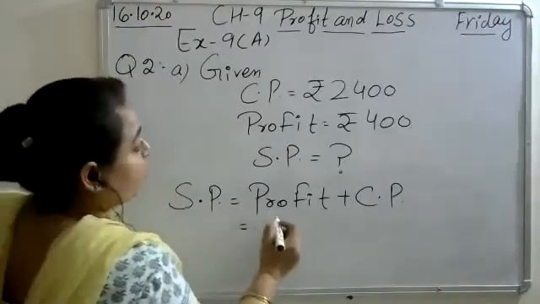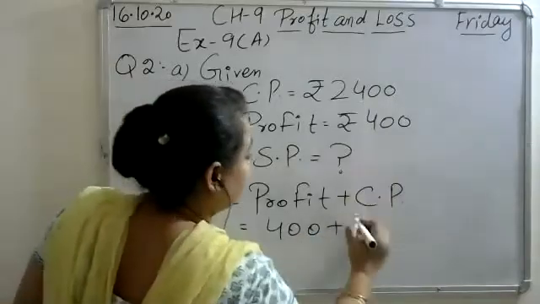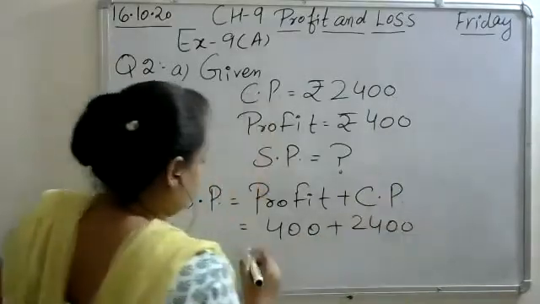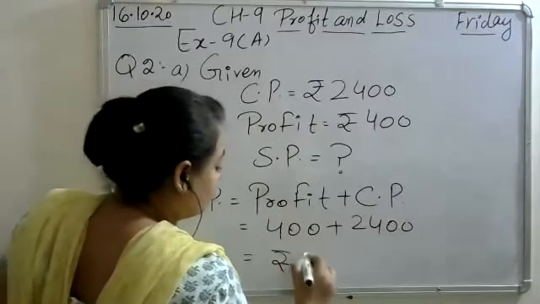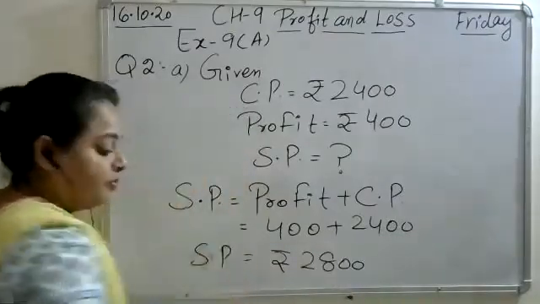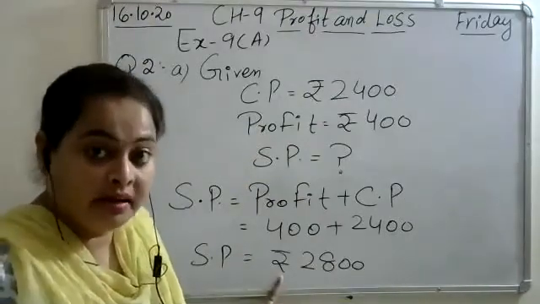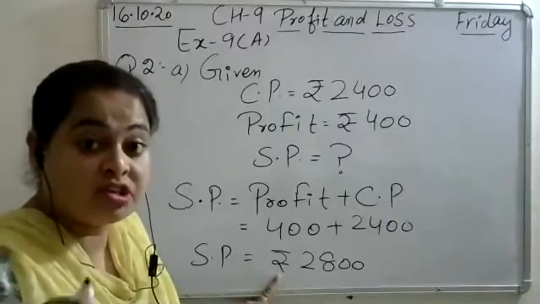So, profit is 400, cost price is 2400. So result is rupees 2800. This is your selling price. Rupees symbol in the end is very much compulsory.